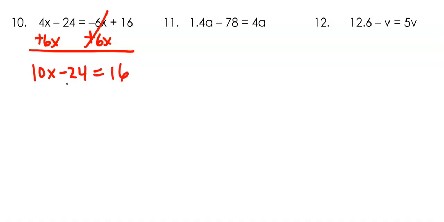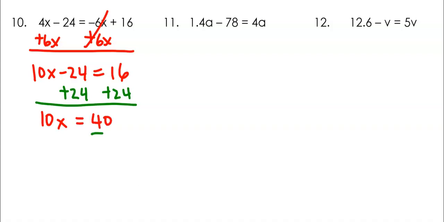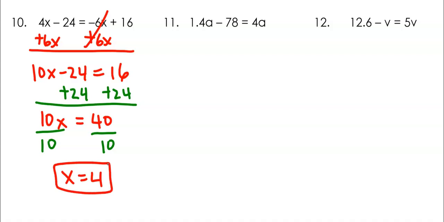I'm going to add 24 because my right side only has constants, so all the constants should be on the right. Let's see, 30, 40, and then divide by 10, and get my final answer and do a check.